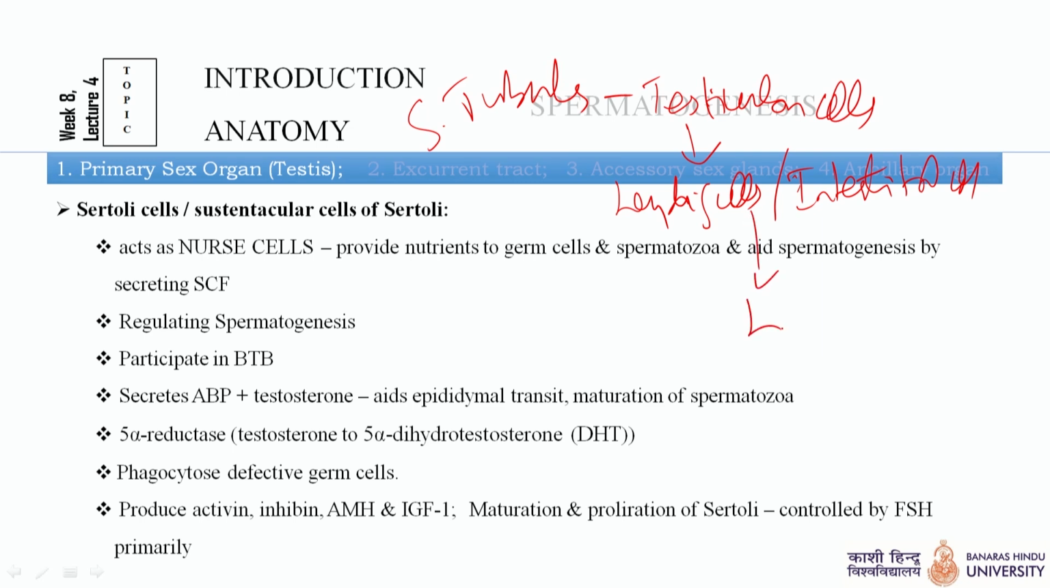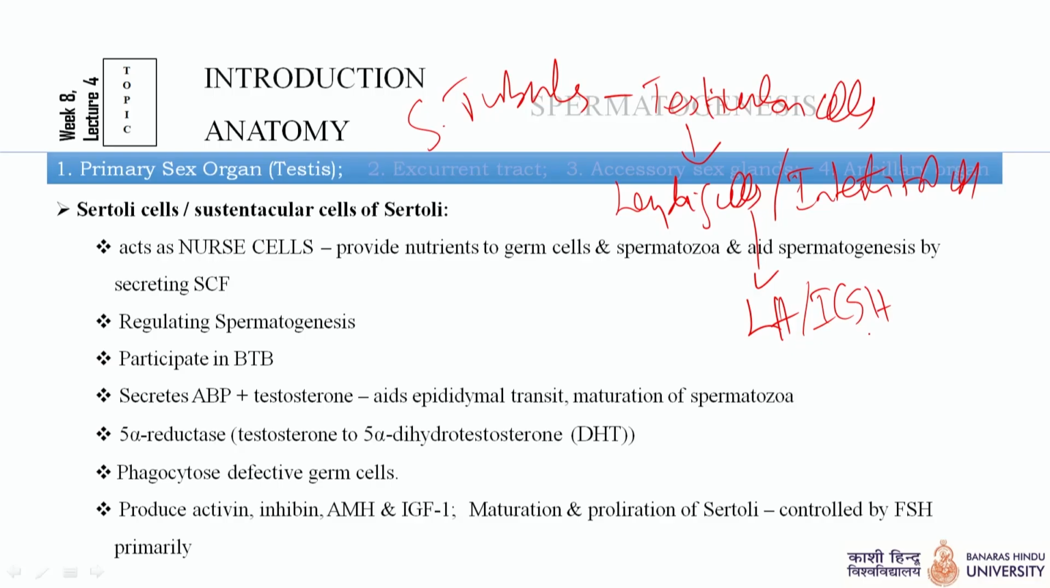So Leydig cells respond to LH, but in males it is called ICSH, not LH. ICSH means interstitial cell stimulating hormone. So the Leydig cell, another name is interstitial cell. The interstitial cell is stimulated by this hormone, that is why it is called ICSH, interstitial cell stimulating hormone. That is another name of luteinizing hormone, right? In males it is called ICSH, in females it is called luteinizing hormone, because here there are no luteal cells, right? So what is the function of this LH? It mostly controls, through the Leydig cells, the activities of the seminiferous tubules.